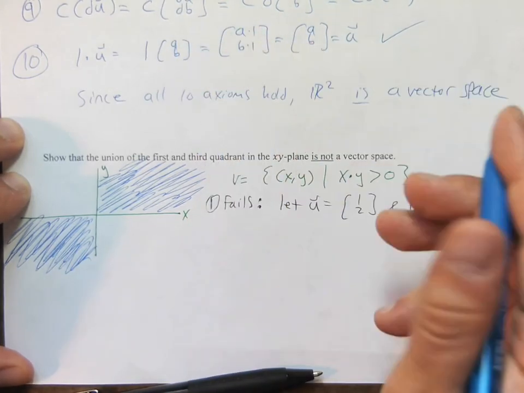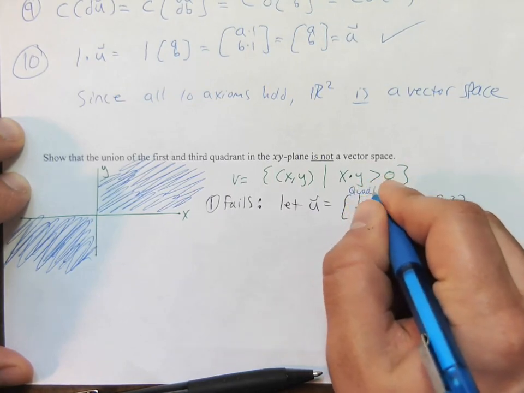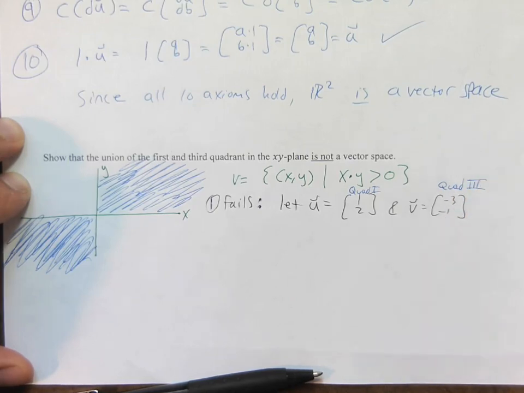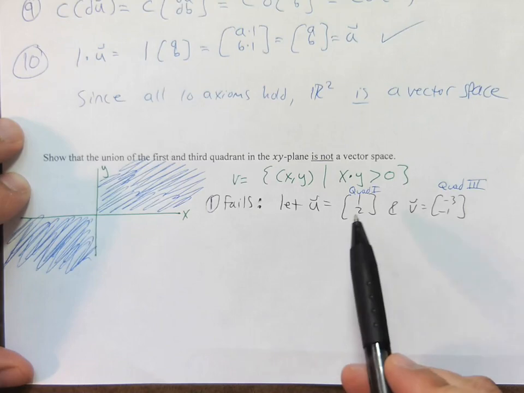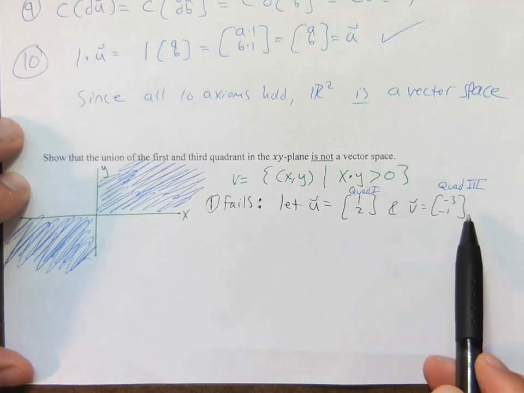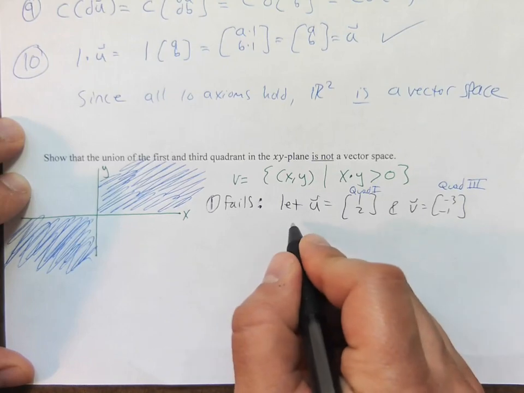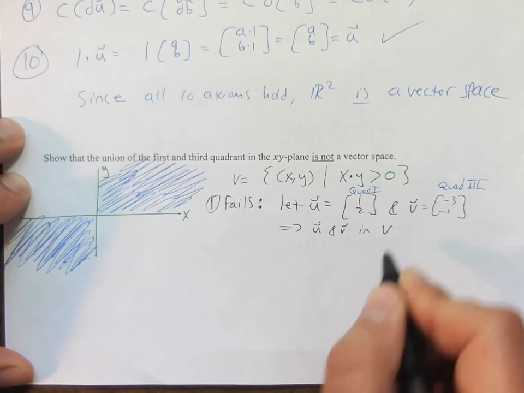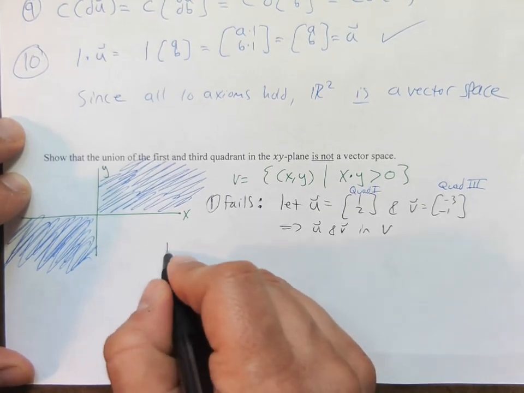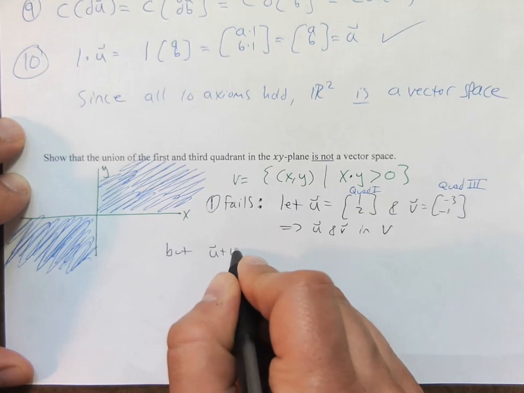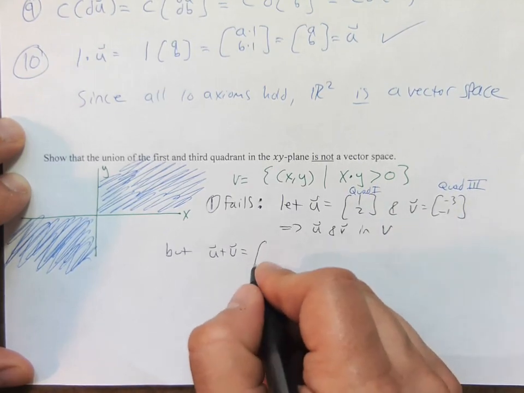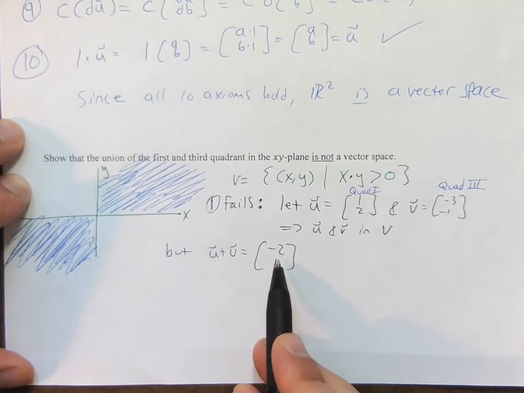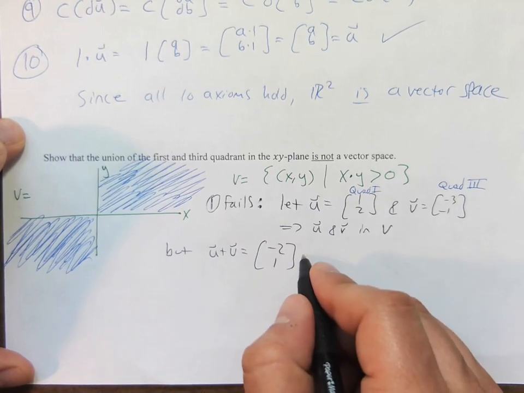Let me be clear about that. This one's in quadrant 1. This one's in quadrant 3. So u and v are both in our larger space V. But when we add them together, 1 plus -3 is -2, and 2 minus 1 is 1. And so we get (-2, 1), and that's over here in the second quadrant.